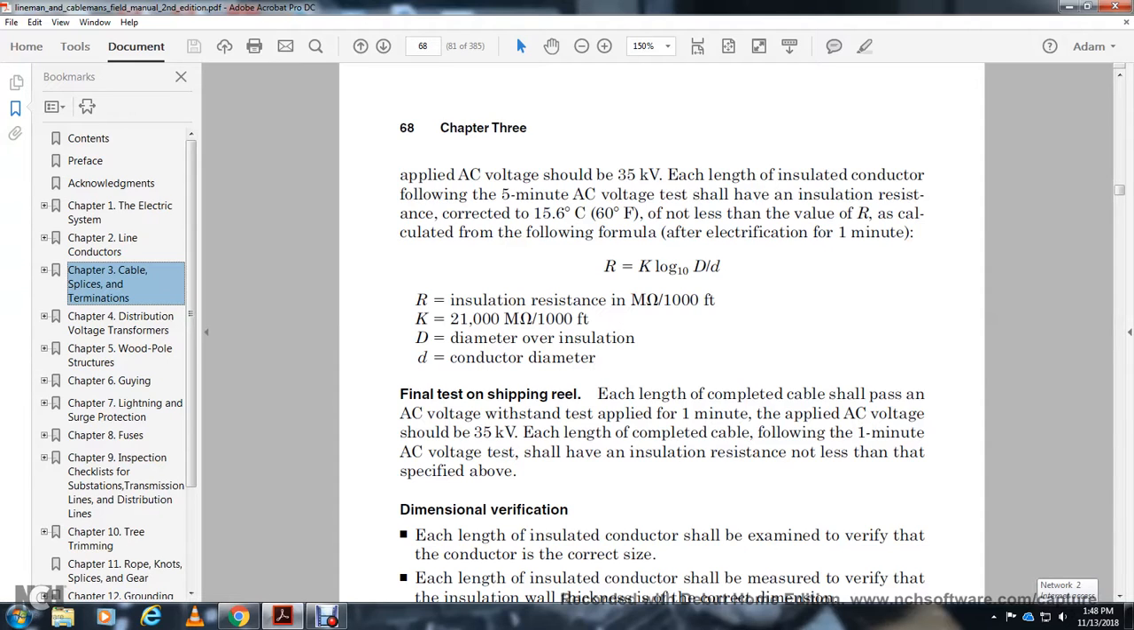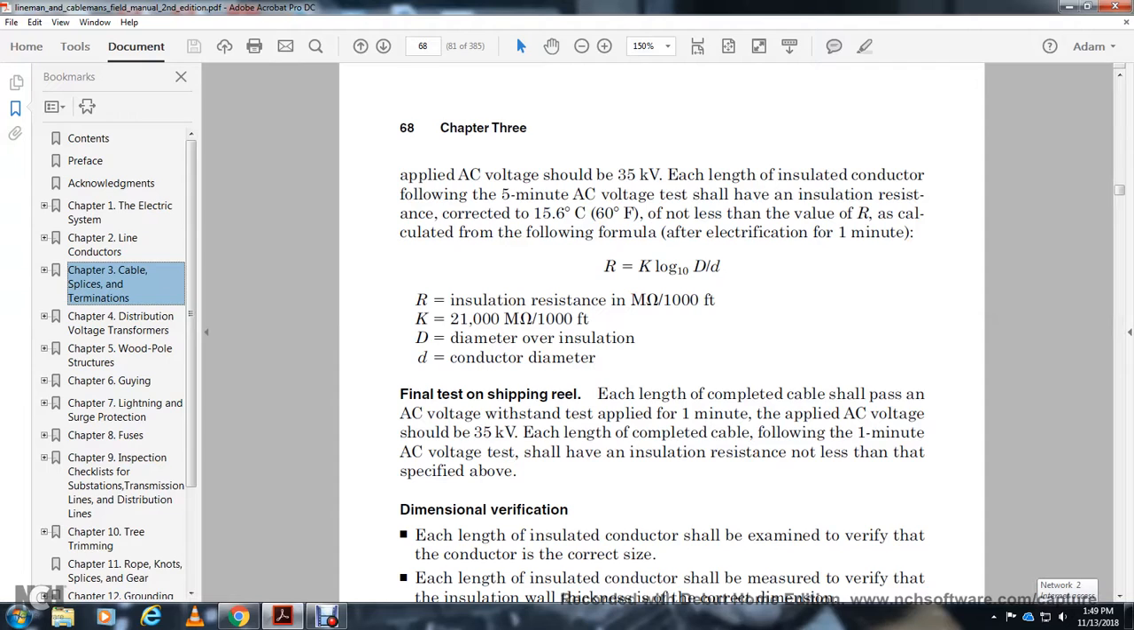Calculated with the following formula after electrification for 1 minute. The initial insulation resistance of 1,000 feet is equal to 21,000 megohms per 1,000 feet times log base 10 of the diameter over the insulation divided by the conductor diameter.